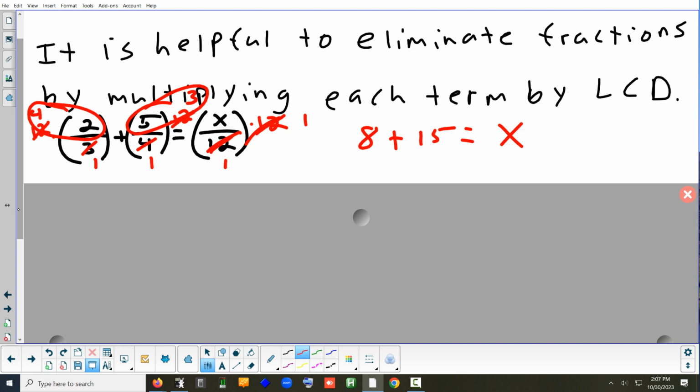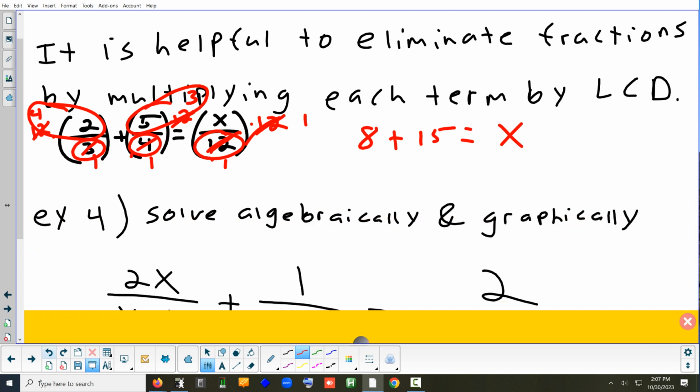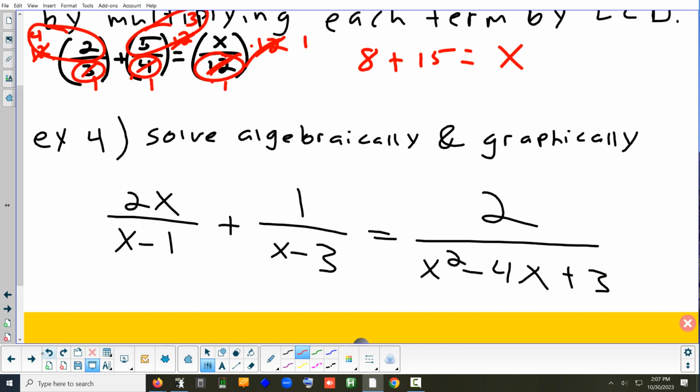And notice something else. This number times that number gave you that number. That's going to happen in most of the problems that we do. These two numbers will multiply to give you that one. Okay, all right, let's try this one.